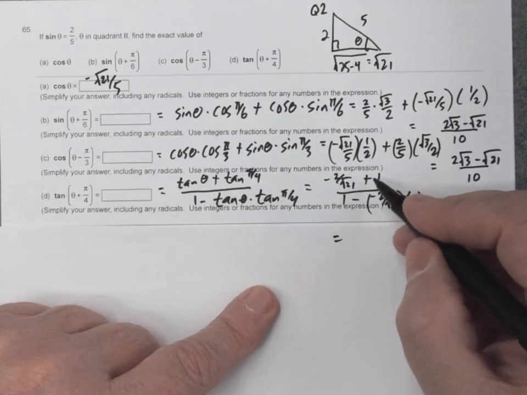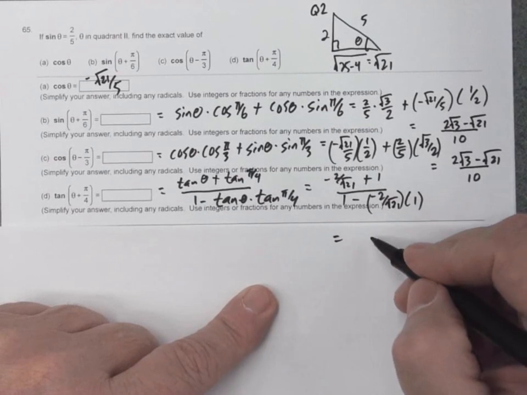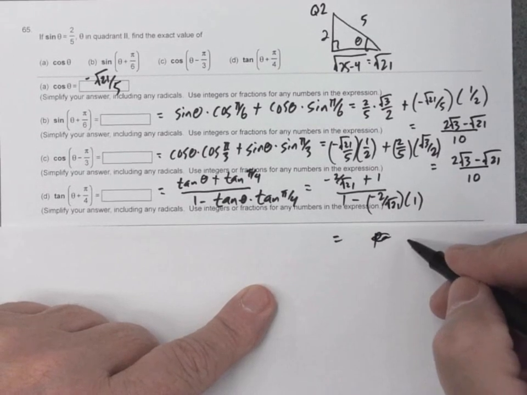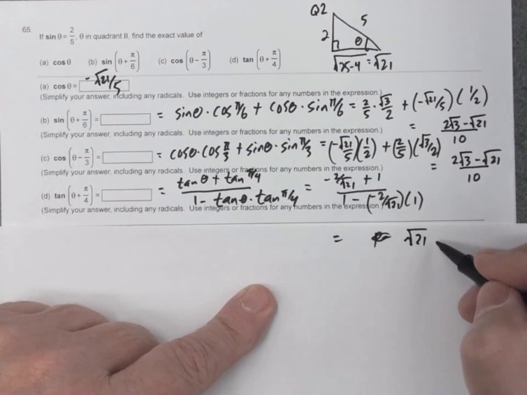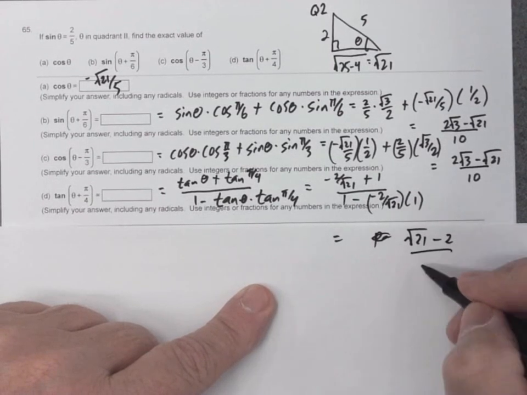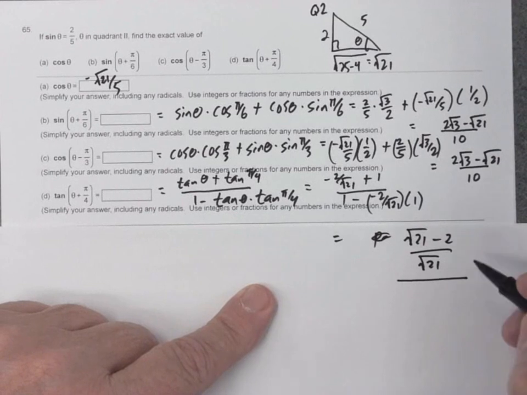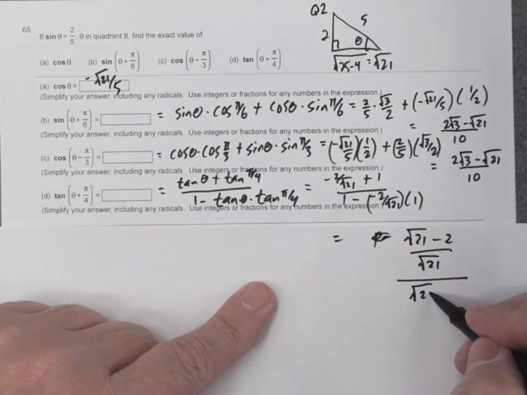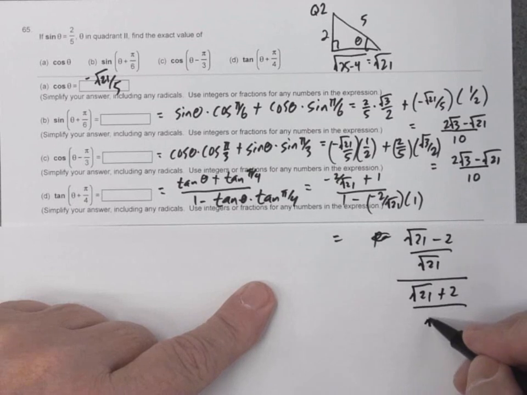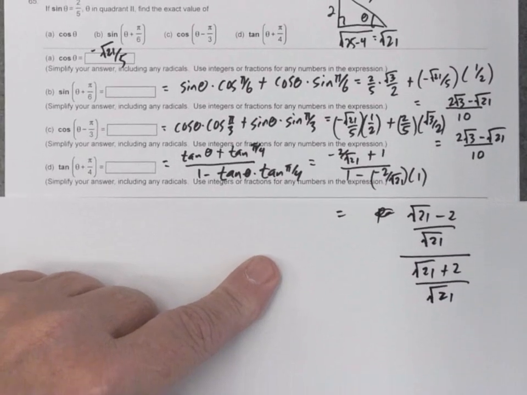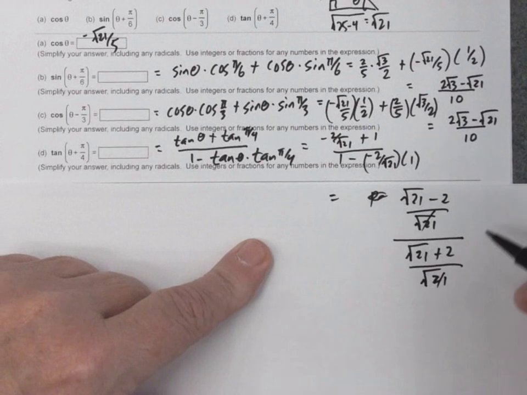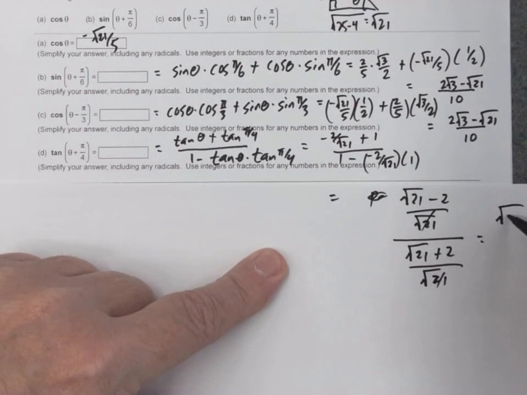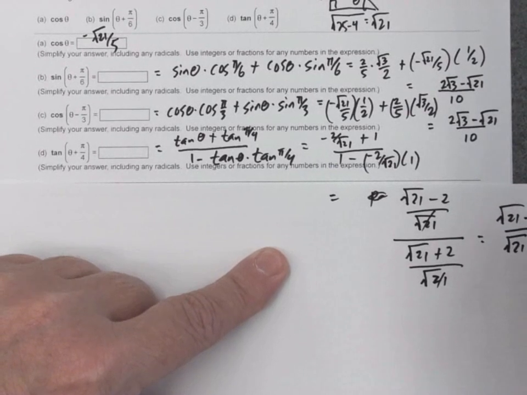Now it's a matter of simplifying. If I combine these into one fraction, it's going to be 1, it's going to be square root of 21 minus 2 over square root of 21 over square root of 21 plus 2 over square root of 21. These square root of 21s cancel out. Square root of 21 minus 2 over square root of 21 plus 2.